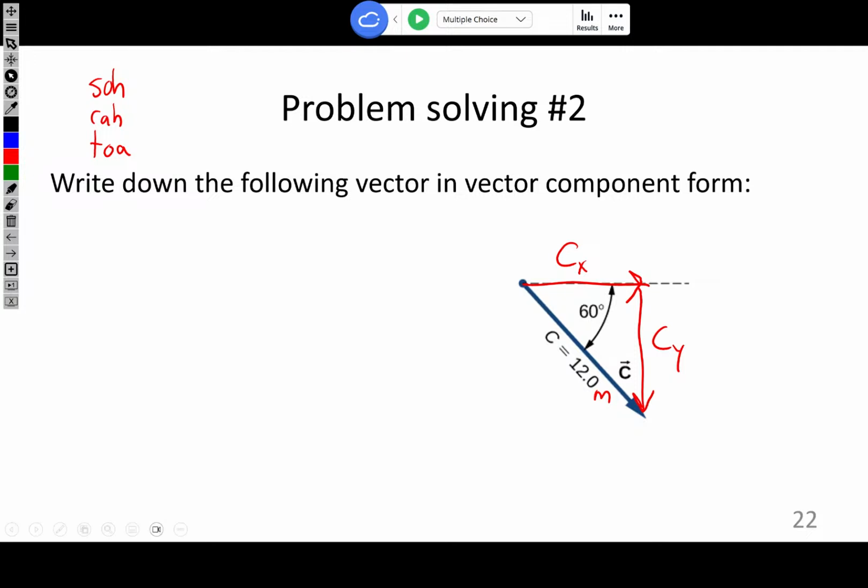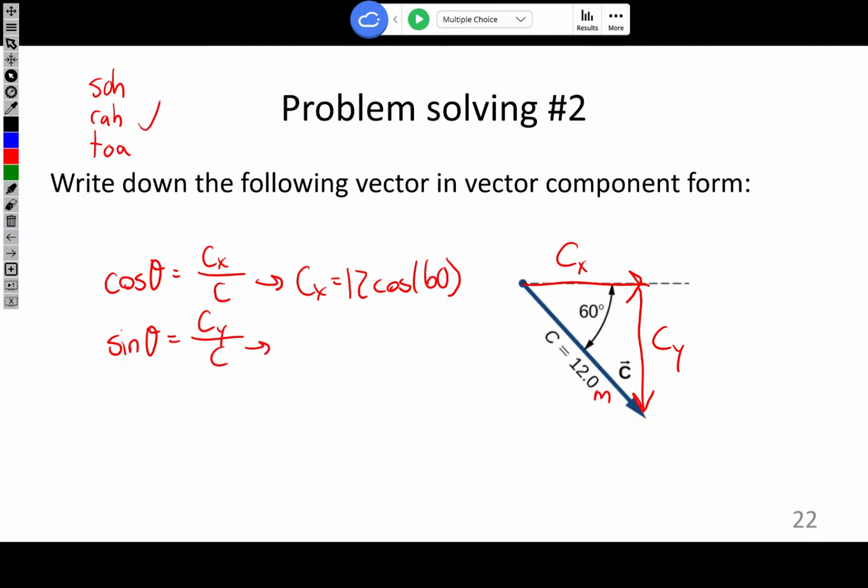All right, so C_x. It is the adjacent side. Therefore, SOHCAHTOA, I have the hypotenuse and I want the adjacent, so I'm going to use cosine. So cosine theta equals C_x over C. Rearrange that, and we get C_x equals 12 cosine of 60. You plug that in, you get a number. I'll let you do that because it's so much fun. For the y component, C_y will equal 12 times sine of 60.